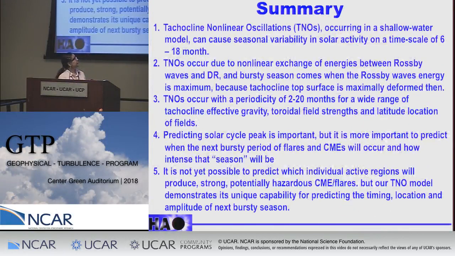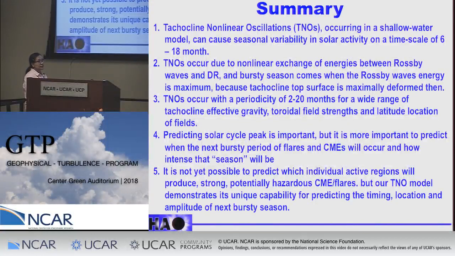So in summary, I would like to say that we have demonstrated that tachocline nonlinear oscillations occurring in the shallow water model can cause the seasonal variability in solar activity on a time scale of 6 to 18 months. They occur due to nonlinear exchange among the Rossby waves, basically the magnetized Rossby waves in the solar tachocline, and the tachocline differential rotation. And for a wide range of parameters, we obtain the periodicity in the 2 to 20 month range, which is very similar to the observed periodicity.